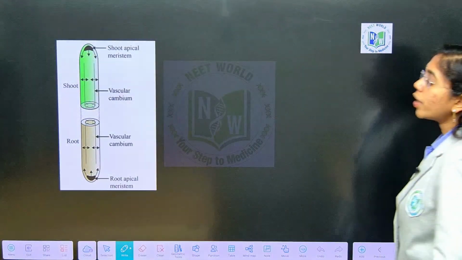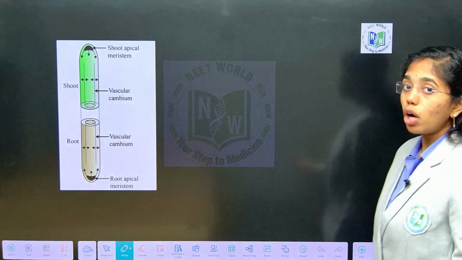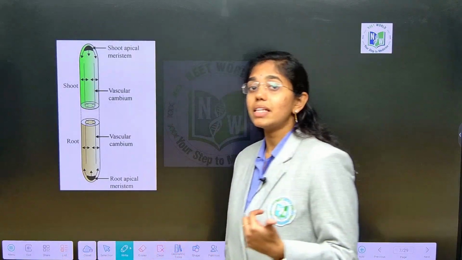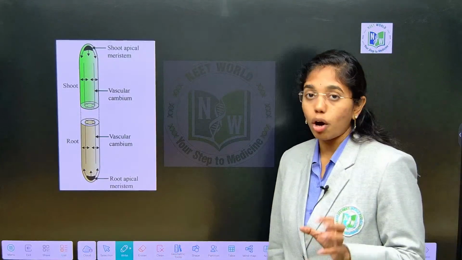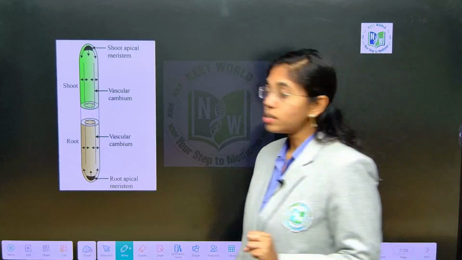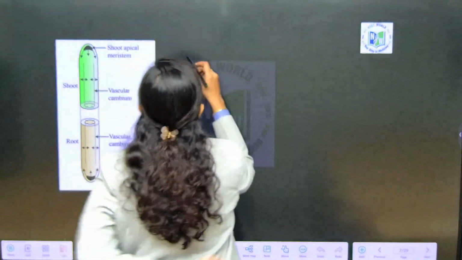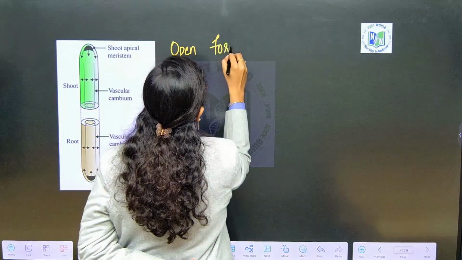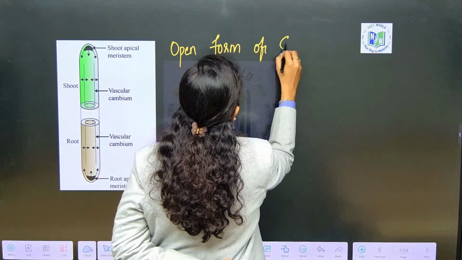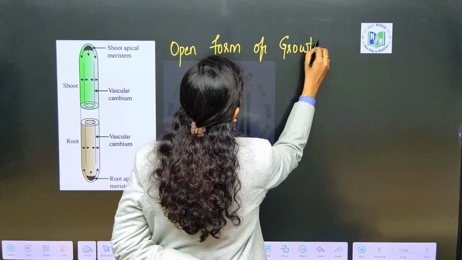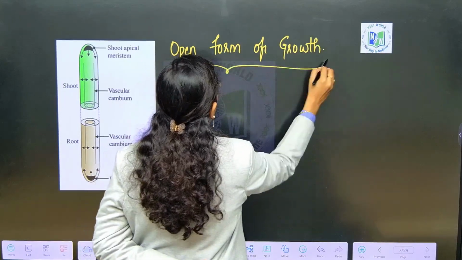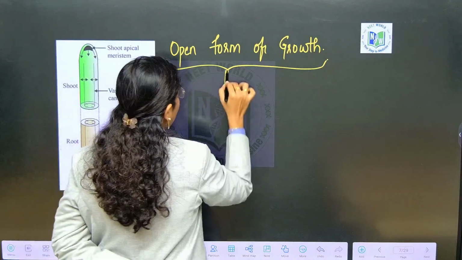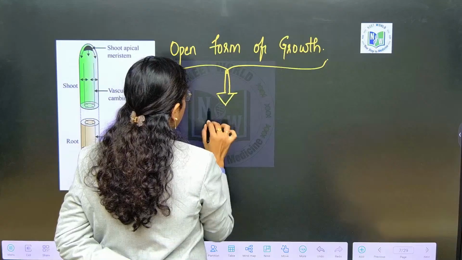And then look into the growth pattern. Growth, which is the characteristic feature in plants, you can see both increase in cell number and increase in girth of the plant size. And in plants, the growth type is addressed as open form of growth. This is because of lateral meristems or secondary meristems.